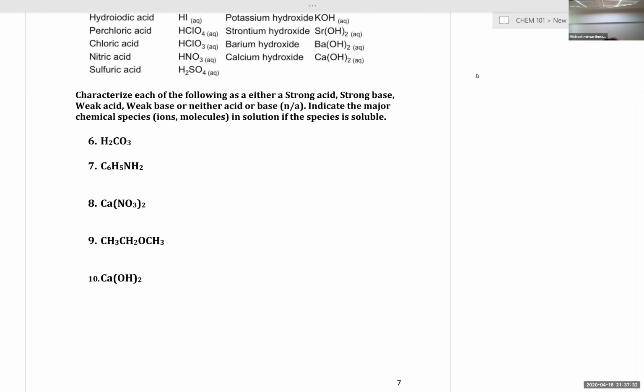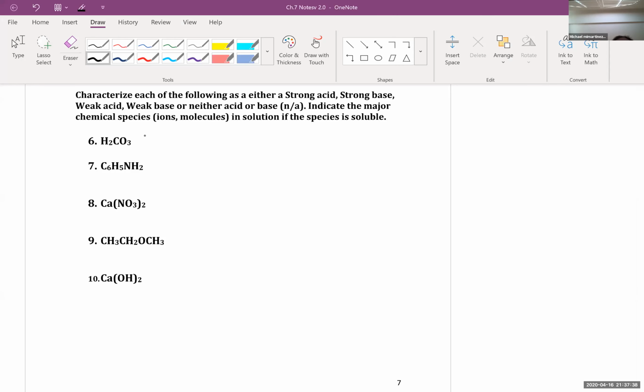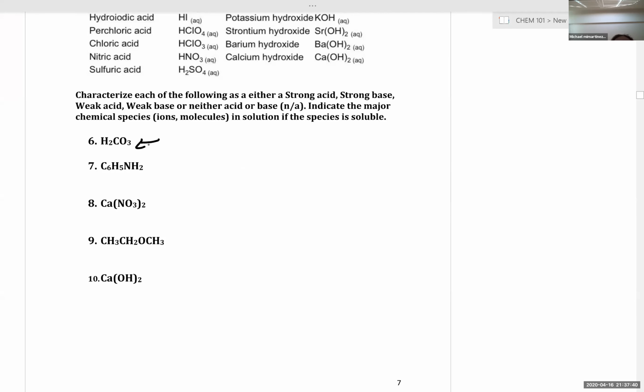Okay, so to help provoke some additional group discussion, let's start with our first molecule here. So H2CO3. Would someone like to provide a name for H2CO3 in the chat? H2CO3, yep, carbonic acid.